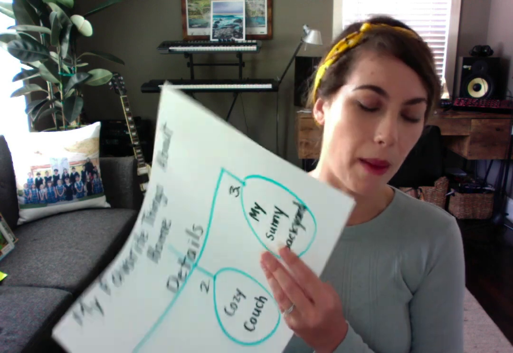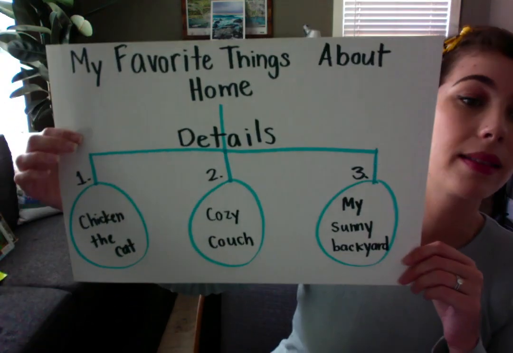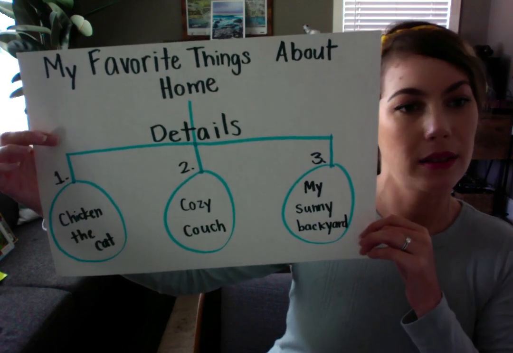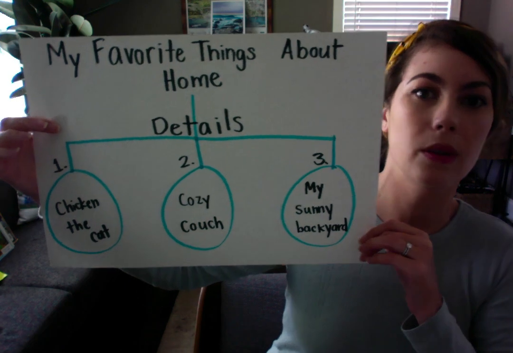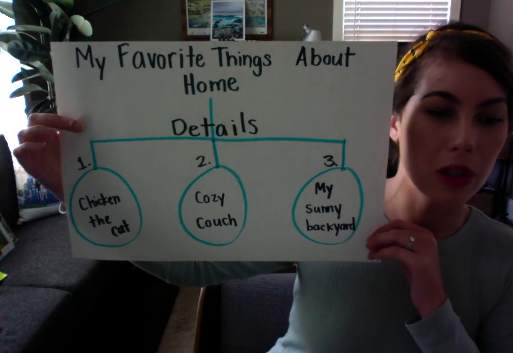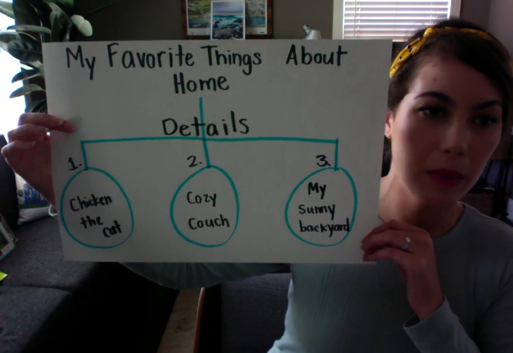My last favorite thing, and it doesn't have to be the only things you care about. Just three of your favorites. It doesn't have to be all of the things. I'm sure there's many, many more things you love about home than three things. Just think about three of them. And my last one will be my sunny backyard, where I spend lots of time with Mr. Settles, and I like to look at my flowers. And so those are three of my favorite things about home: Chicken the cat, my cozy couch, and my sunny backyard. And there's my plan.